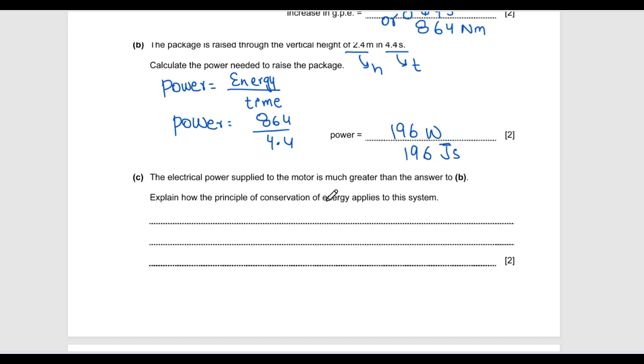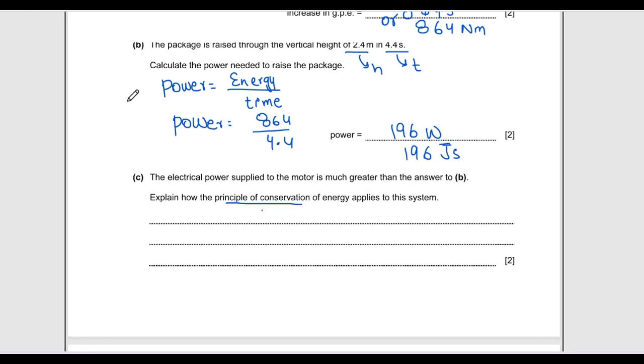The electrical power supplied to the motor is much higher than the answer. They are saying that 196 is the answer, but the power we supplied to this conveyor wasn't 196, it was much higher. So what happened to that higher power? Why did we get 196 as an output? Because we know that the energy we supply isn't totally converted into useful energy. Some of the energy also gets dissipated.